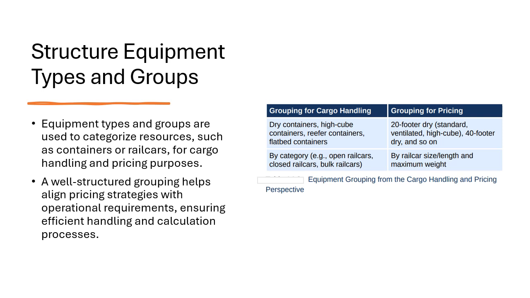So this table shows how equipment can be grouped differently for handling units versus pricing purposes. For example, containers might be grouped by size for handling, but by price category for cost calculation, which also shows the need for thoughtful equipment grouping based on business priorities.